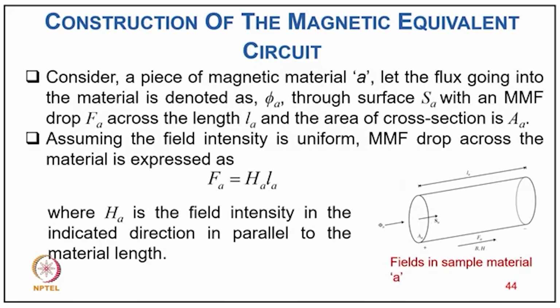So you can consider a piece of magnetic material. The flux going into the material is denoted phi A through the surface area SA, with the MMF drop of FA, the length LA, and the cross-sectional area A. Assuming that the field intensity is uniform, the MMF drop across the material will be F equal to HA into LA, where HA is the field intensity in the indicated direction, parallel to the material length LA.